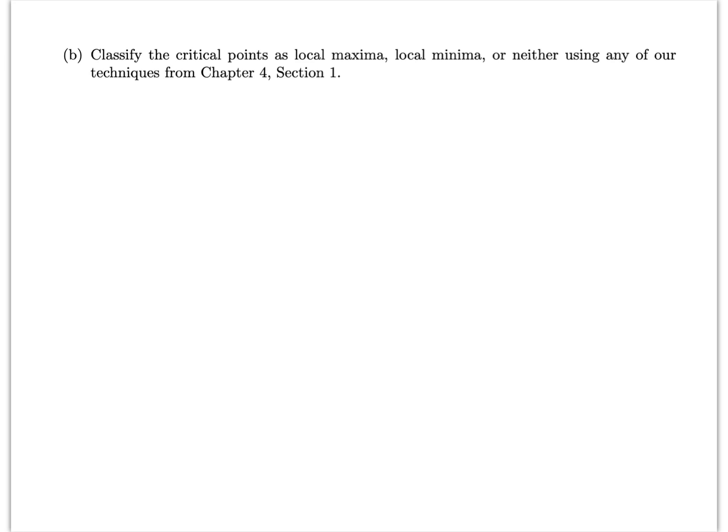Classify the critical points as local maxima, local minima, or neither, using any of the techniques from chapter 4. I'm going to use a number line, the first derivative test. So I'm going to put a nice big number line here. I'm going to put all the critical points on there. We've got negative 2, negative 1, and 1. Put some fences at each critical point. Those are the places where g prime equals 0. Now I want to know, where is g prime positive and where is it negative? The best way to figure that out is to look at the factors of g prime.